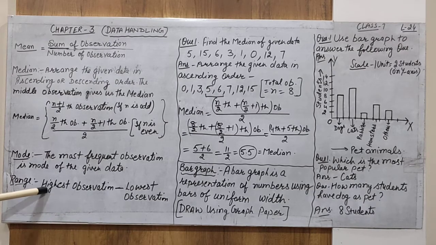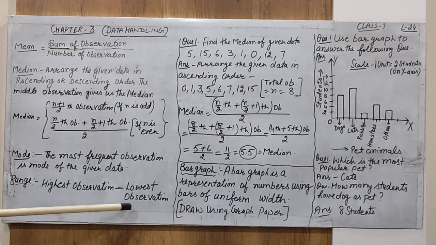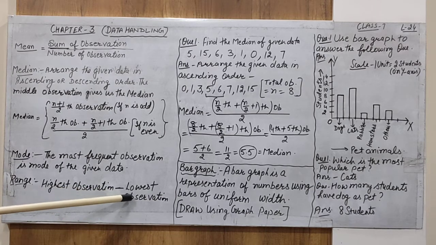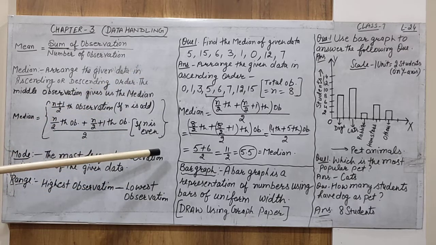That is the value of highest marks minus lowest marks, or highest weight minus lowest weight. Whatever the observation is, the highest value minus the lowest value gives us the range of the data.